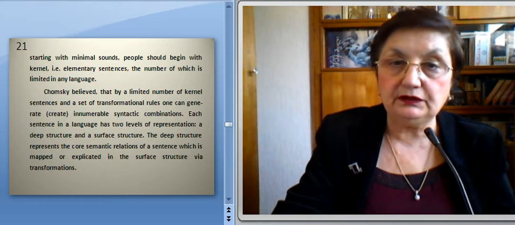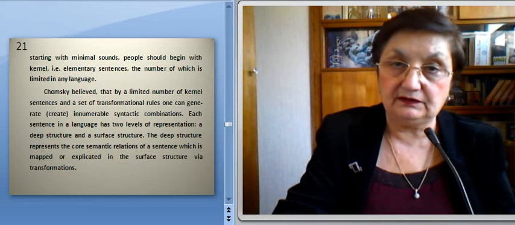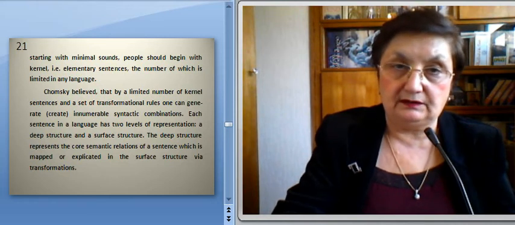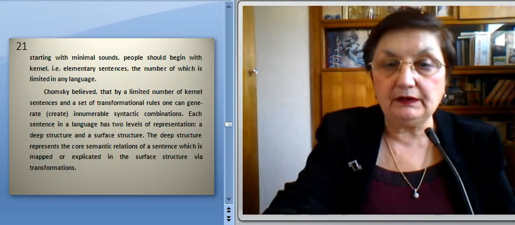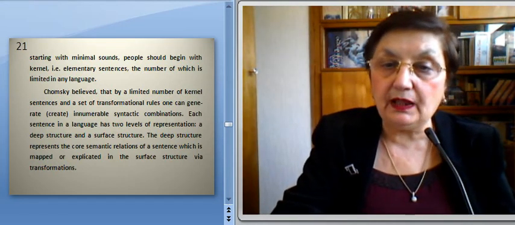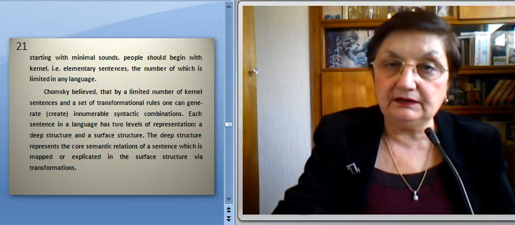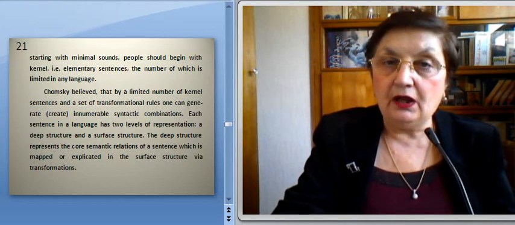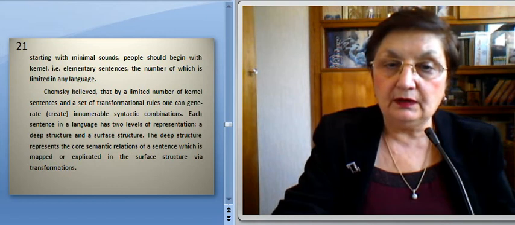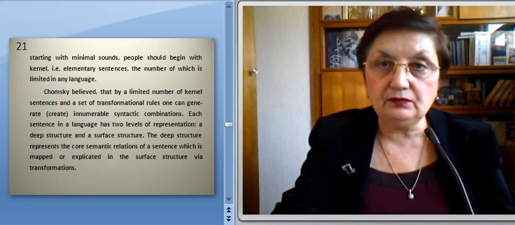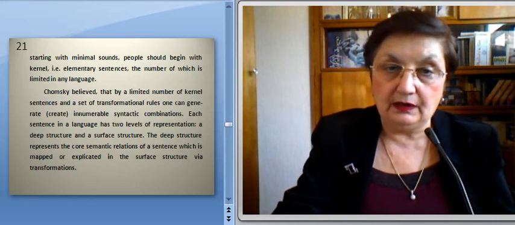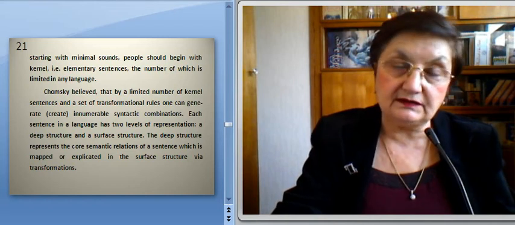Chomsky believed that by a limited number of kernel sentences and a set of transformational rules, one could generate and create innumerable syntactic constructions. Each sentence in a language has two levels of representation, a deep structure and a surface structure. The deep structure represents the core semantic relations of a sentence, which is mapped or explicated in the surface structure via transformations.